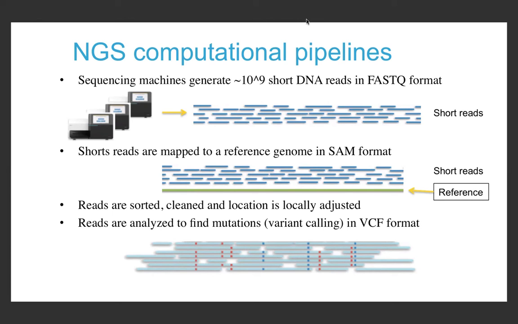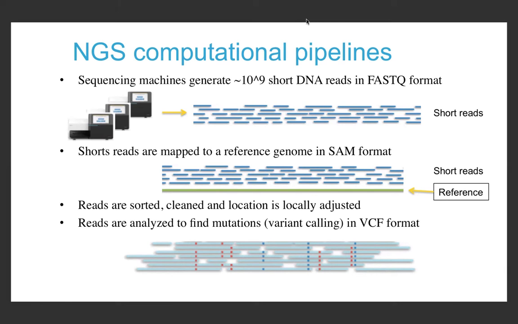The FASTQ file is then mapped using a mapping algorithm to identify the location of each individual read in the file by comparing it to a reference DNA. The reference DNA represents the expected gold standard of the DNA of that specific organism. This way, all the short reads are aligned in their expected locations on the reference DNA. The output of this mapping algorithm is usually stored in the SAM format.